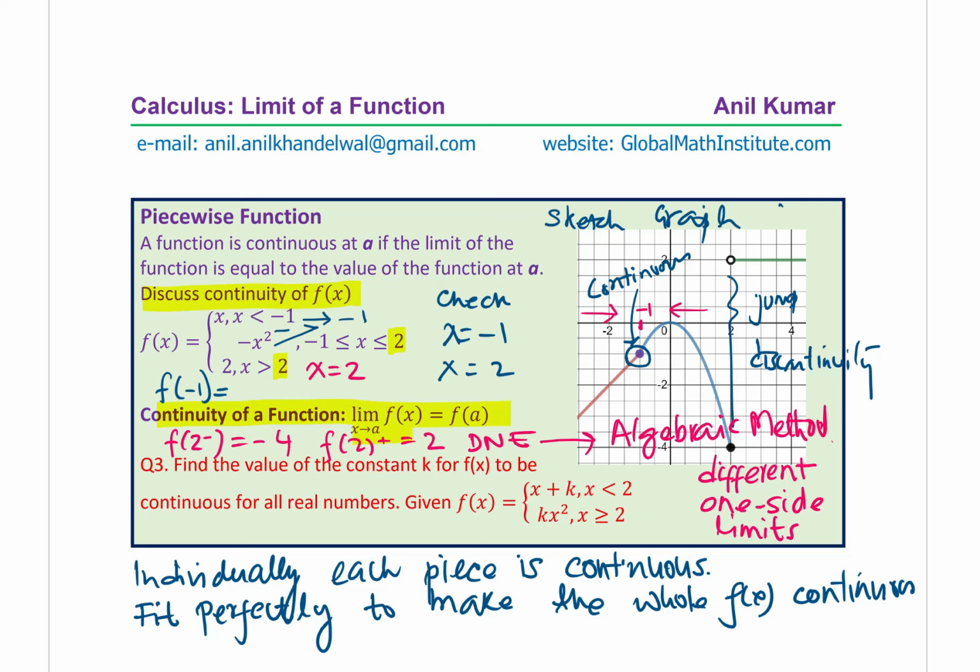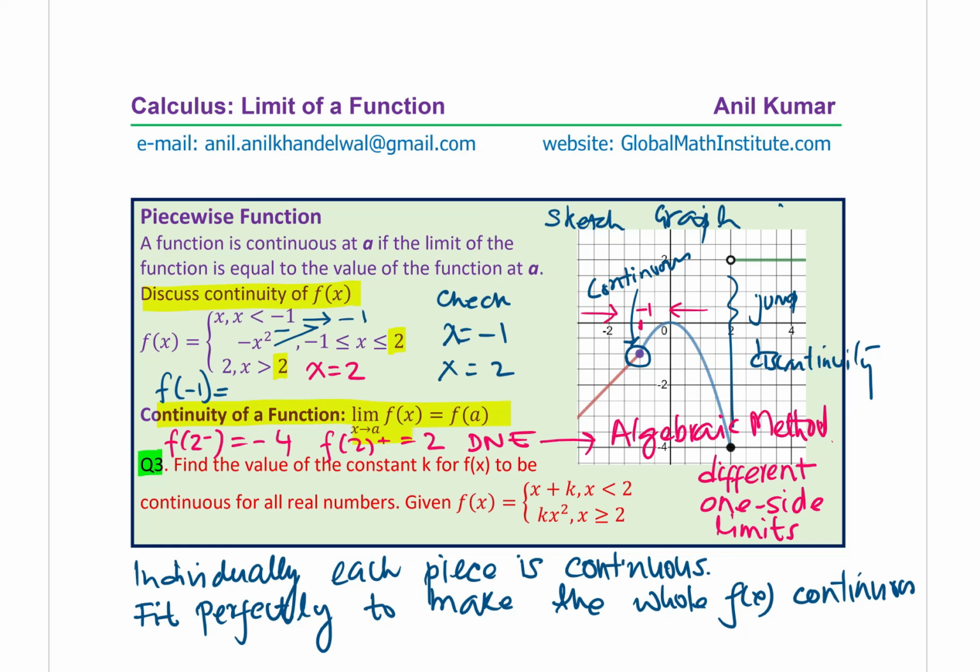Now based on this, we have a question for you, and that is question number 3. So I'd like you to focus now on question number 3. Find the value of the constant k for f of x to be continuous. So we have given you a piecewise function, right? Find the value of the constant k for f of x to be continuous for all real numbers, given f of x equals x plus k, where x is less than 2, and kx squared, where x is greater than or equal to 2. You can pause the video, answer this question, and then move further, right?